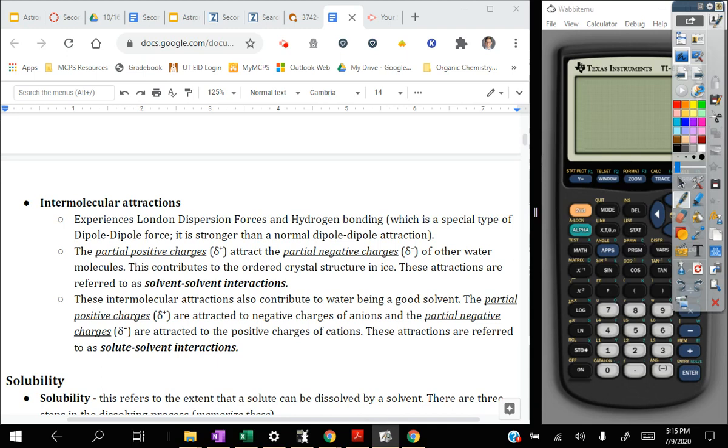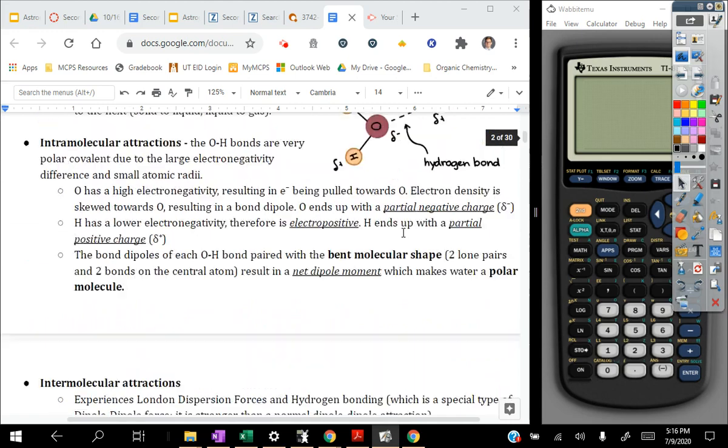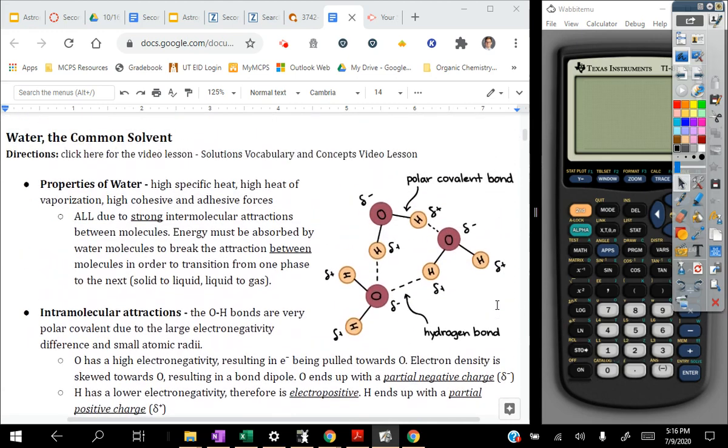The partial positive charges in a water molecule can attract partial negative charges of other water molecules. This is what contributes to the ordered crystal structure in ice, and these are referred to as solvent-solvent interactions. So what you see here, again, if I draw those dipoles in, you'll see that the positive ends are attracted to the negative ends and vice versa.